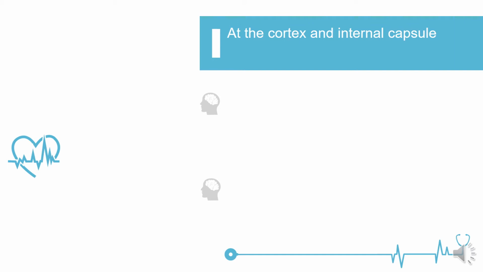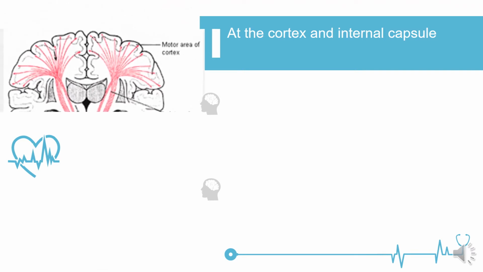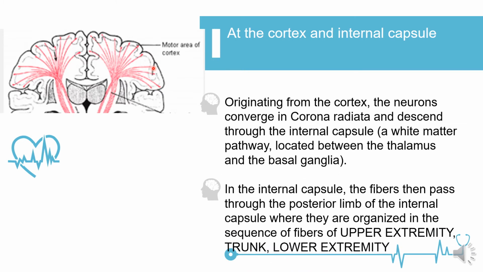So we're going to look into the cortex and the internal capsule. In this region, this is the motor area of the cortex. Originating from the cortex, the neurons converge into the corona radiata and descend through the internal capsule. This here is the internal capsule, a white matter pathway located between the thalamus and the basal ganglia. In the internal capsule, the fibers then pass through the posterior limb of the internal capsule, where they are organized in the sequence of fibers for the upper extremity, trunk, and lower extremity.